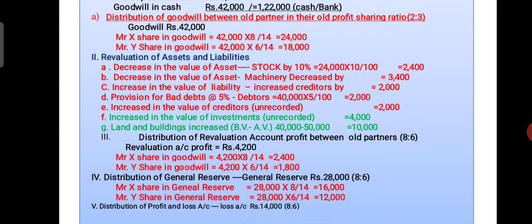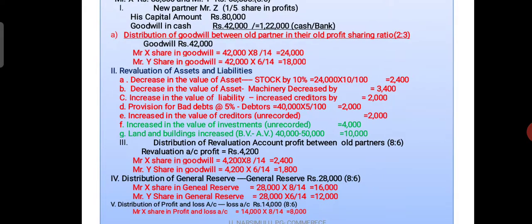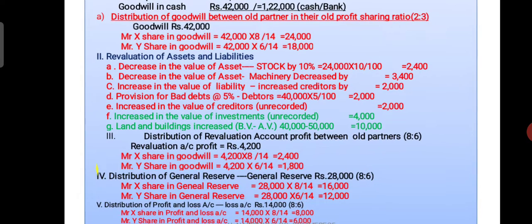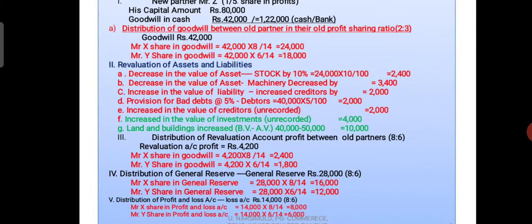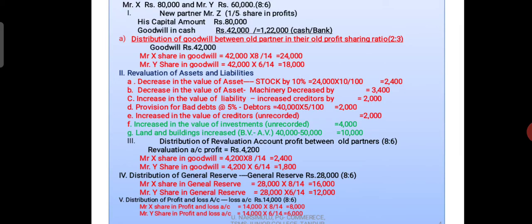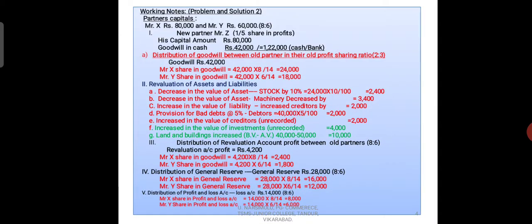And coming to the profit and loss account loss, that is the loss we are going to distribute between the partners according to their profit sharing ratio, the amount of 14,000. Mr. X, that is 14,000 into 8 by 14, the amount is 8,000. And Mr. Y, that is 14,000 into 6 by 14, you are getting 6,000. So in this way we complete the working notes for the given problem.